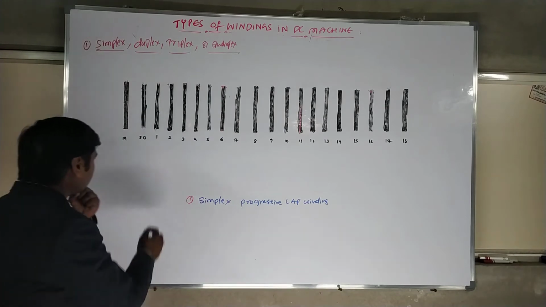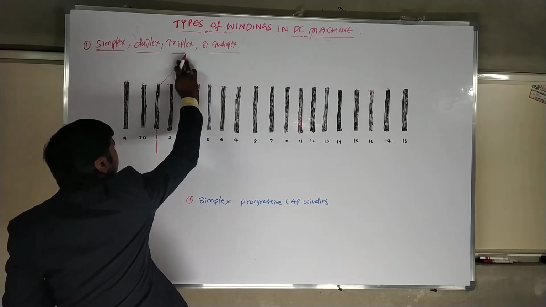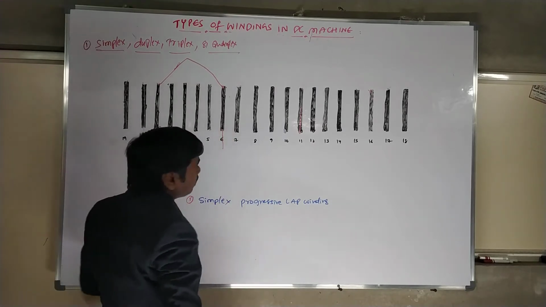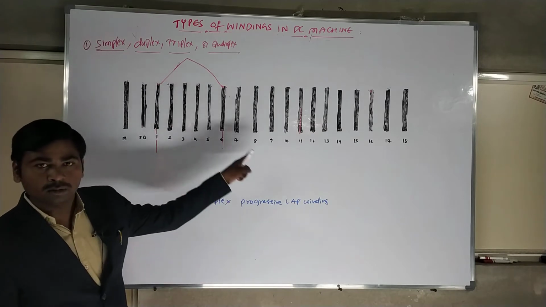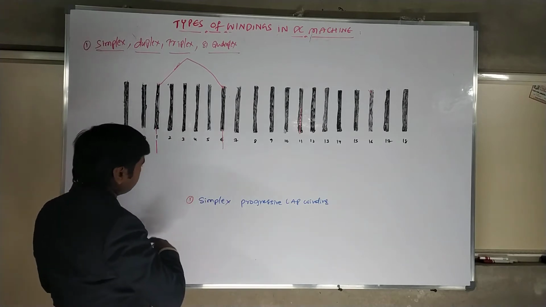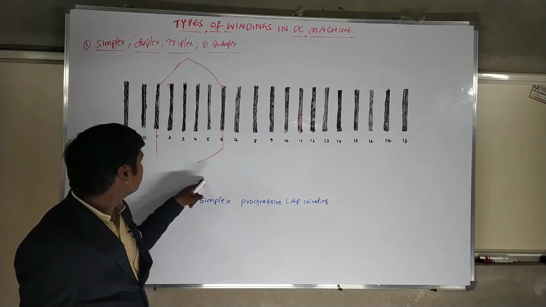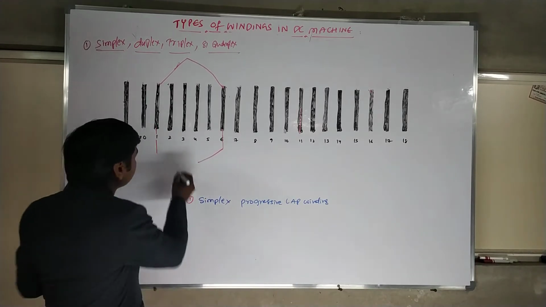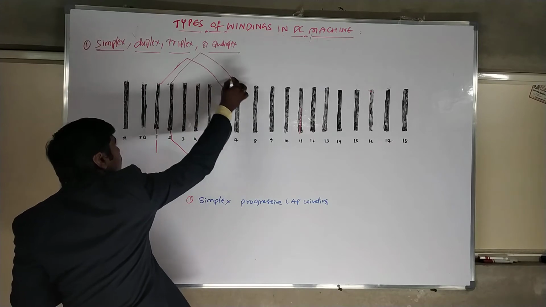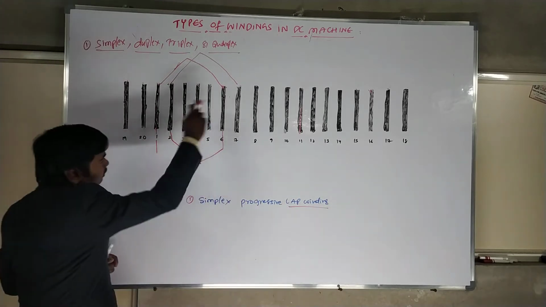To draw a lap winding, I should take a first conductor. After this first conductor we are going to connect the sixth conductor. A lap winding means you connect, go here, and come back to here. The simplex lap winding is nothing but the next conductor of this loop should be connected to the first slot. After this slot, if you connect it like this, it keeps on going. This type of winding is lap winding.